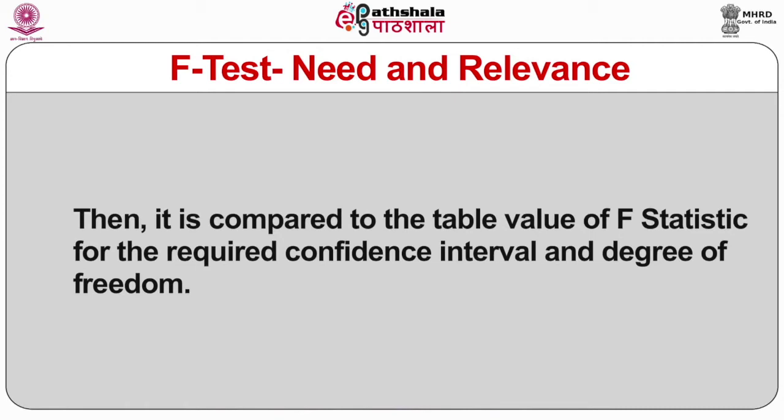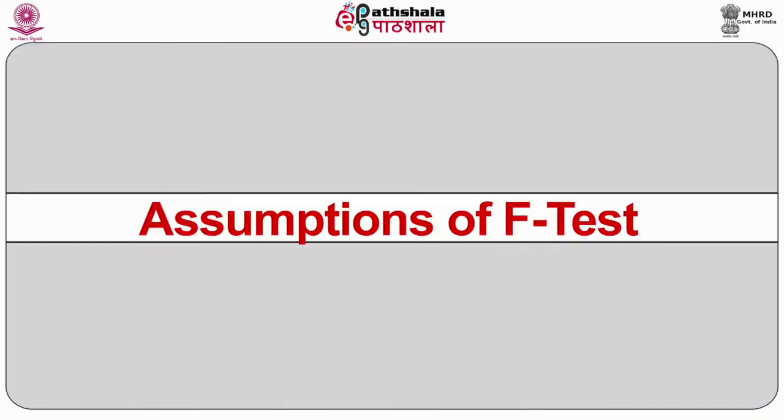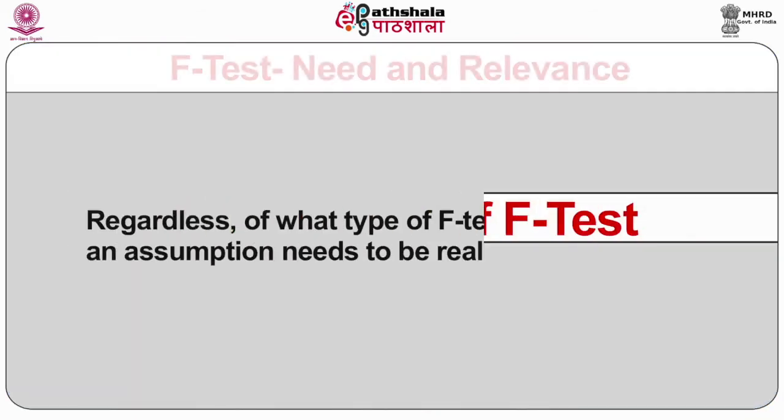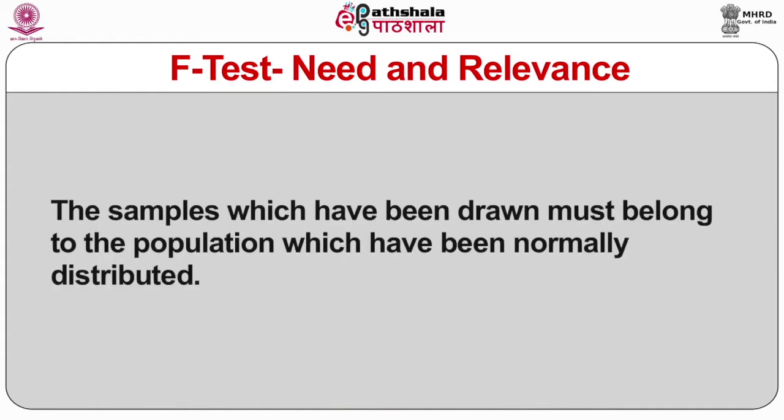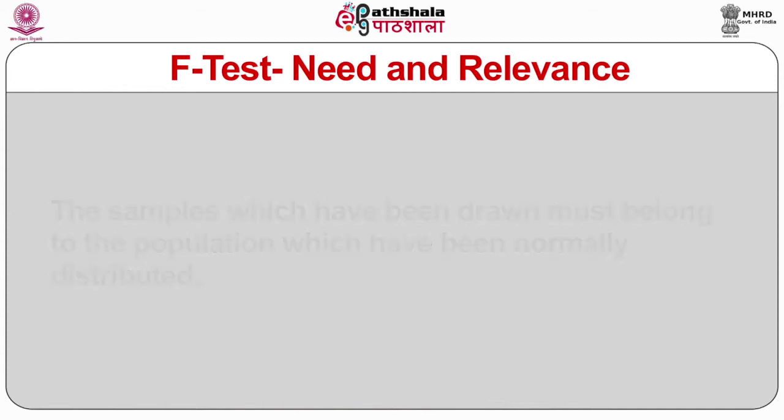Then, as said earlier also, it is compared to the tabulated value of F statistics for the required confidence interval and degree of freedom. The next topic that we are going to take on is the assumptions of F-test. Regardless of what type of F-test is being used, an assumption needs to be really taken care of. The samples which have been drawn must belong to the populations which have been normally distributed.